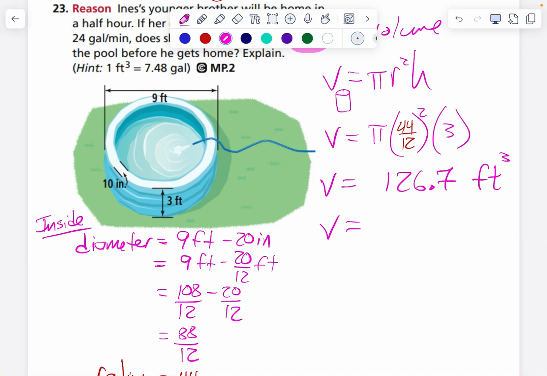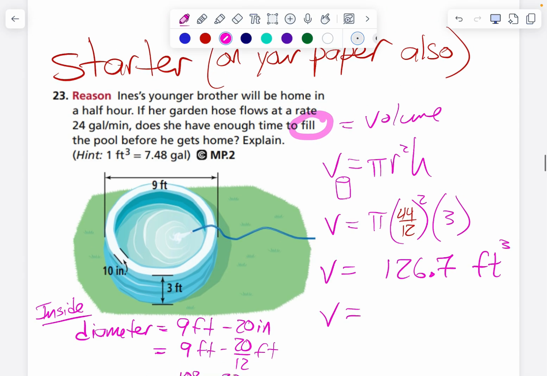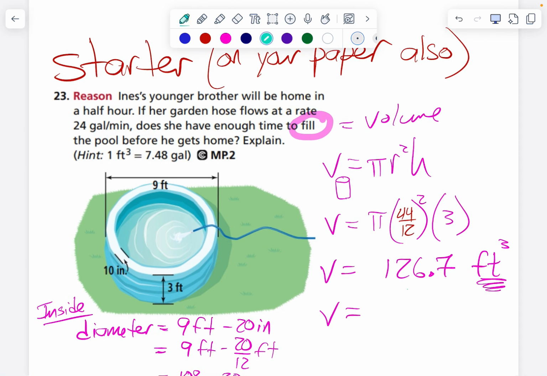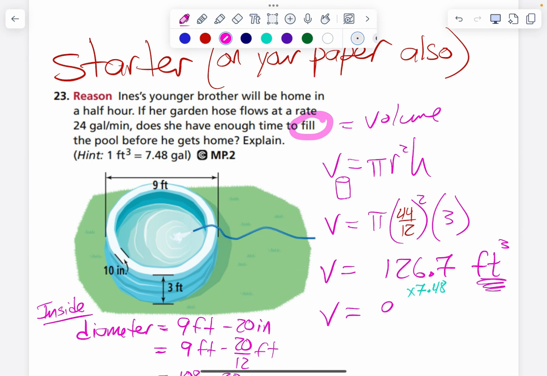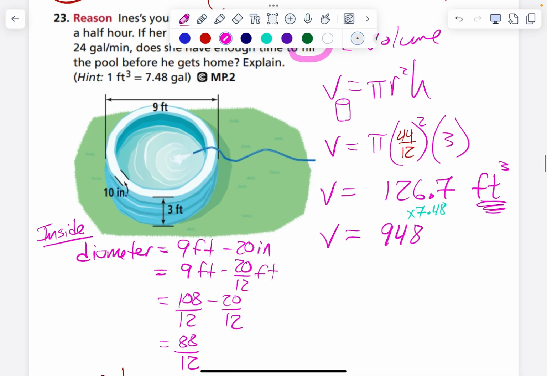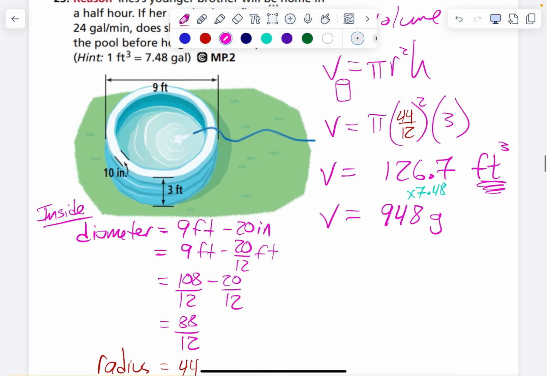So how do we make it gallons since we're told about the flow rate of our hose in gallons? Yeah. So times 7.48. Times 7.48. We get 948. Let's just round that to 948. It's not going to matter for this one. Now what do I label it? Gallons. Okay. And then how do we deal with the time?